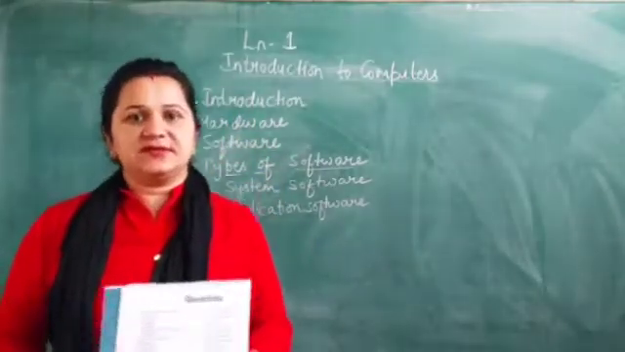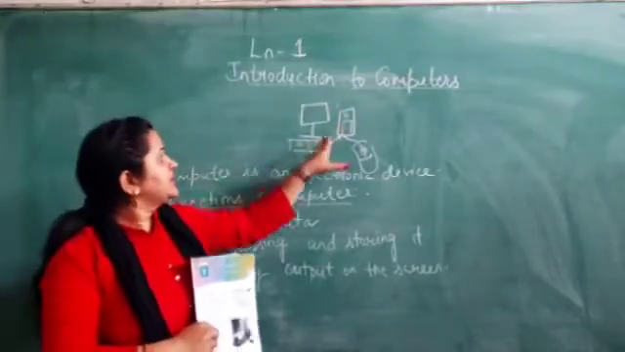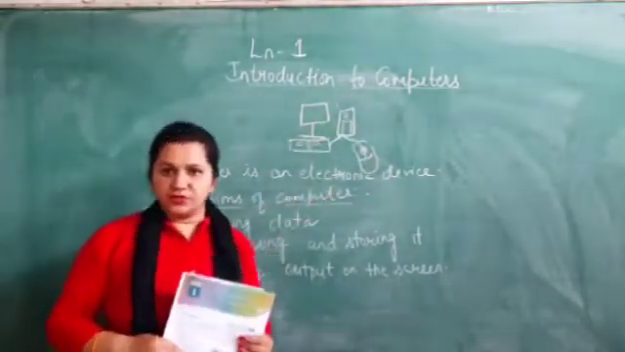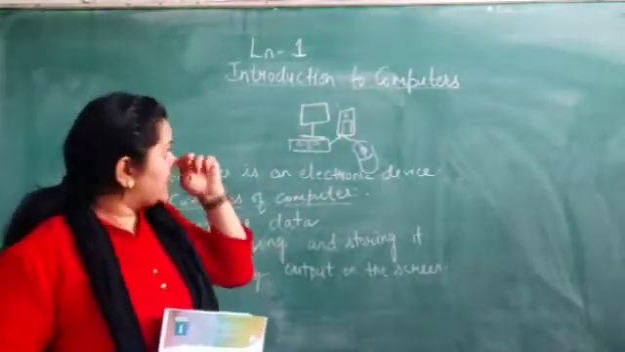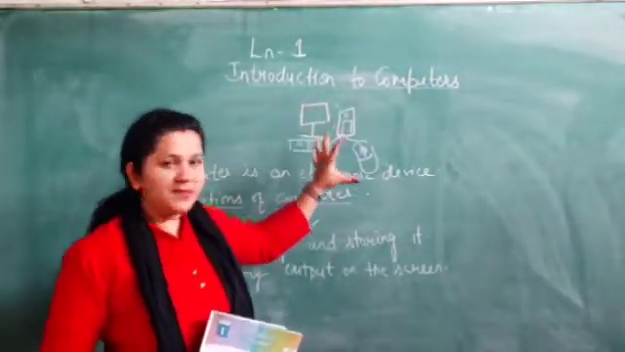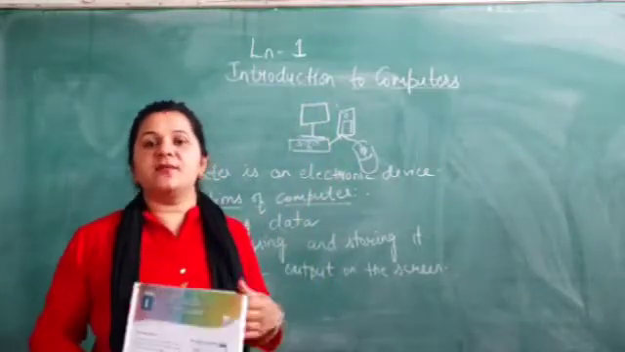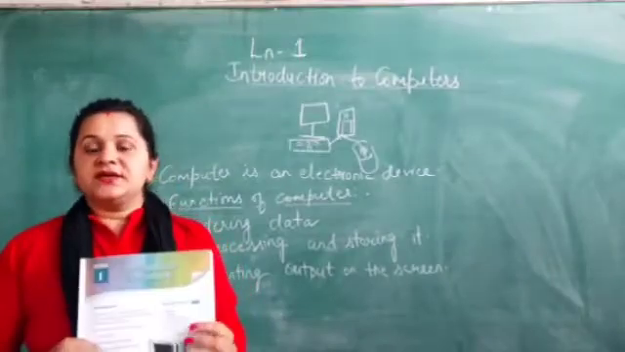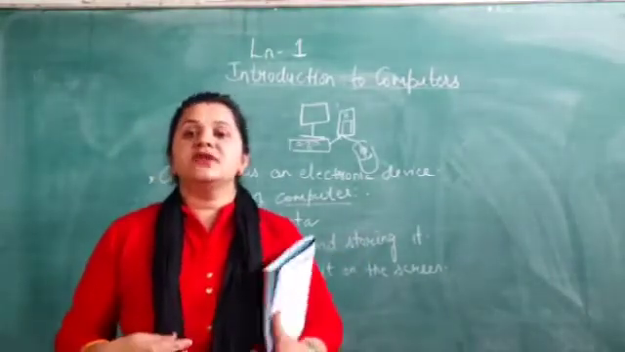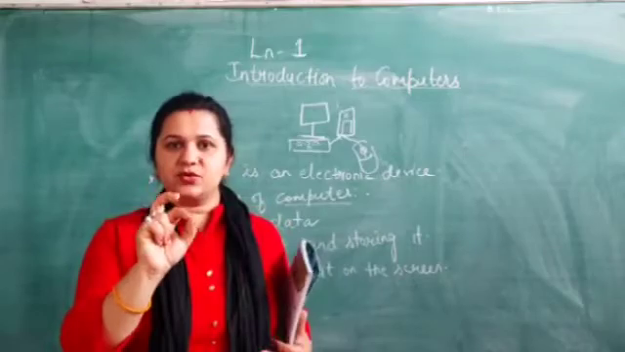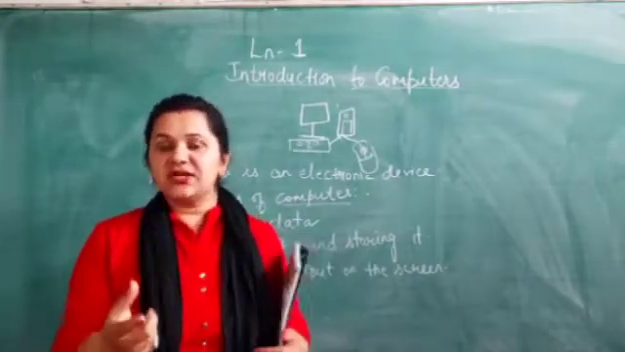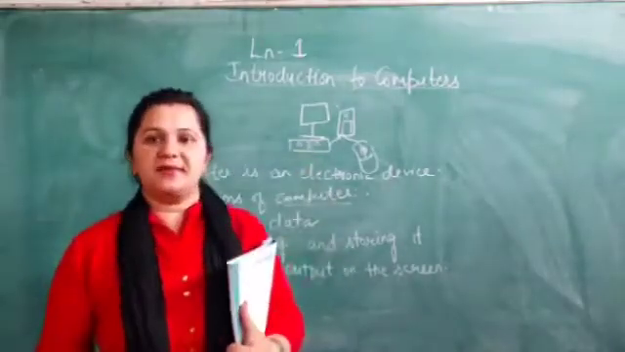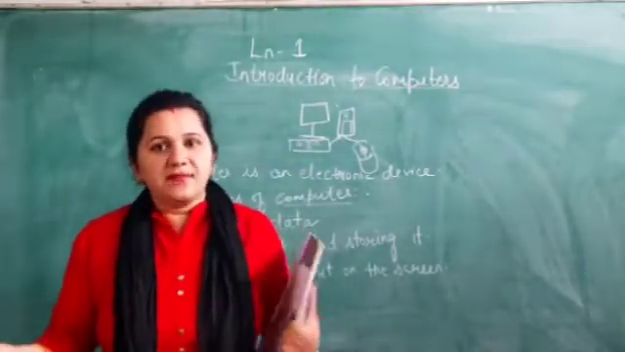So let's get started. This is a computer: keyboard, CPU and mouse. These all together form a computer system. When we combine all the parts of a computer together, it forms a computer system. Now children, what is a computer? Computer is a machine, and a machine is made by humans. So it is a man-made thing.